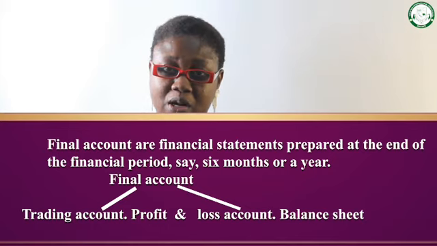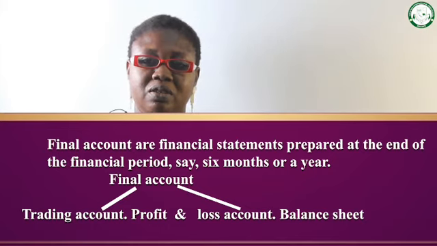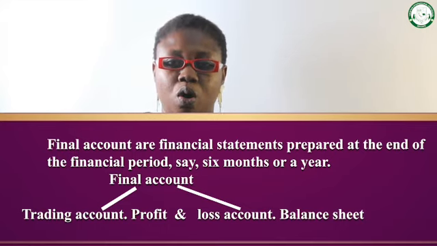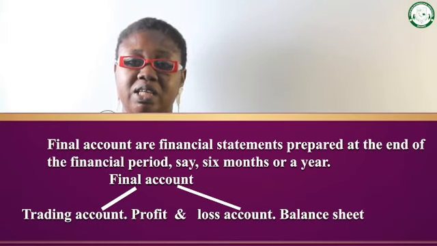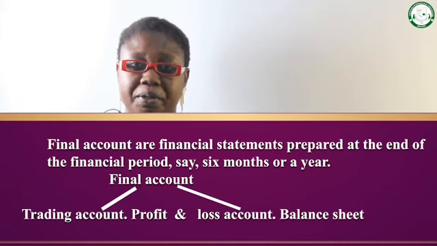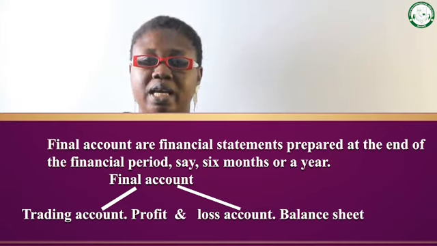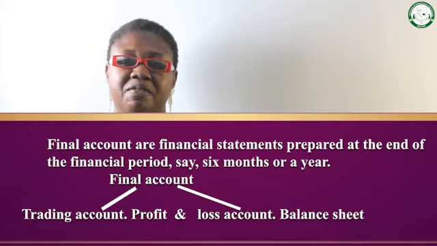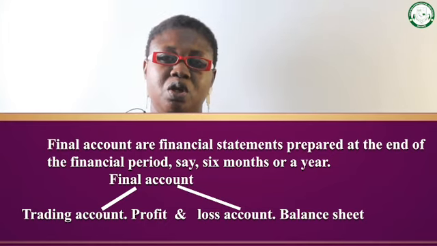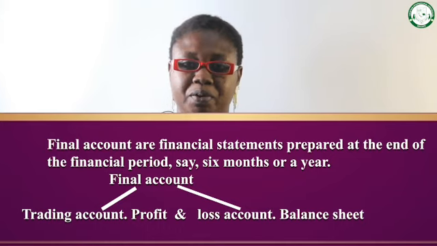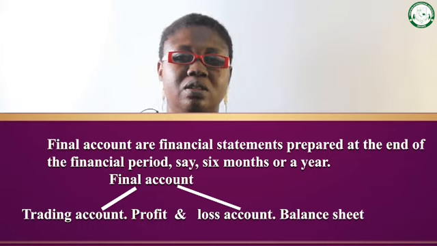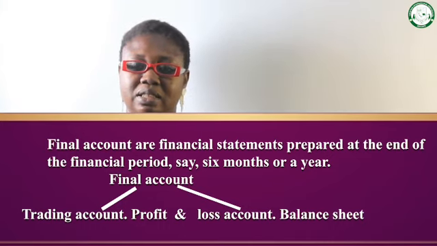And we know that in accounting, when we talk about an accounting period or a financial period, we're talking of a period of 6 months or 1 year. So we define final accounts to be financial statements prepared at the end of a financial period, say 6 months or a year. In classification, final accounts are classified into 3 classifications: the trading account, the profit and loss account, and then the balance sheet.